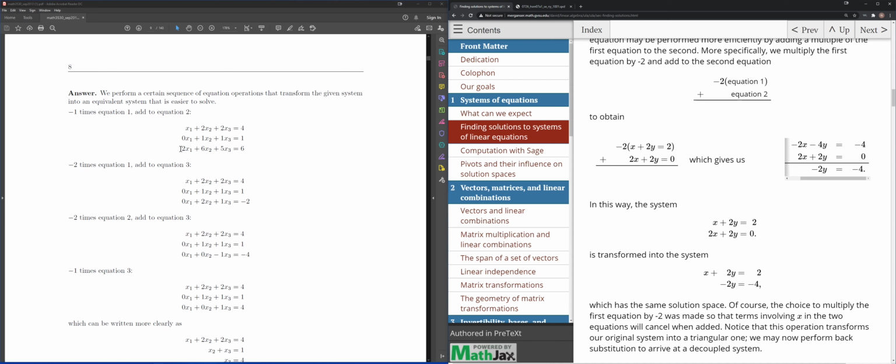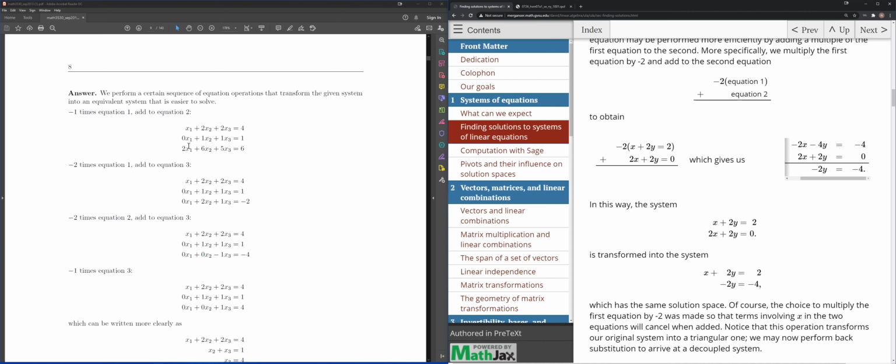And now what I want to do is get rid of this 2x1 in the third equation. Okay, now how would I do it? I'm still going to use the first equation here. I multiply this by -2 because I want to get rid of 2x1 over here. When I multiply this equation by -2, I have -2 here, -4x1, -4x3, and then -8, right?